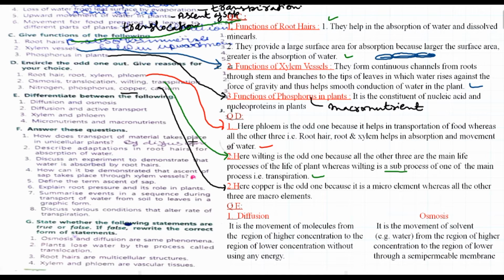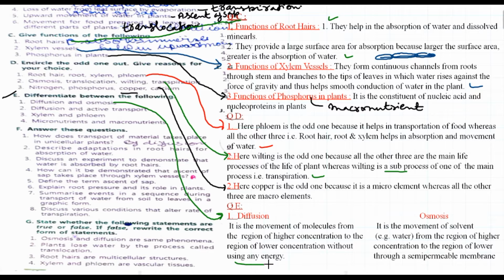Alright, now we will move on to the next question, that is question number E. Differentiate between diffusion and osmosis. It is explained here. Question E, part 1. Diffusion, as you know, is the movement of water molecules from the region of higher concentration to the region of lower concentration without using any energy, right?